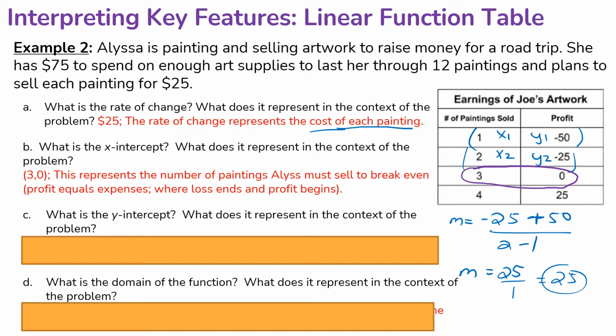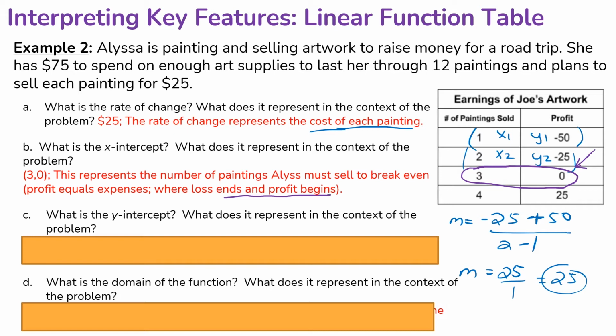And so right here, this is where she's, we could say, in the hole, because she had to spend money on her supplies, right? So she had to sell 3 paintings in order to break even. And so this is where she starts to gain profit here after selling 3 paintings.